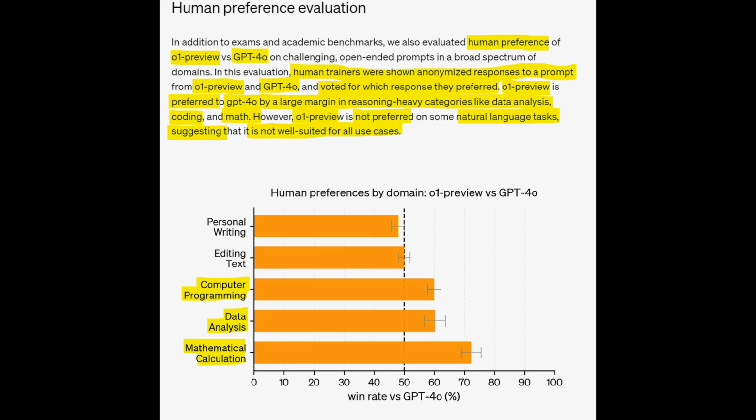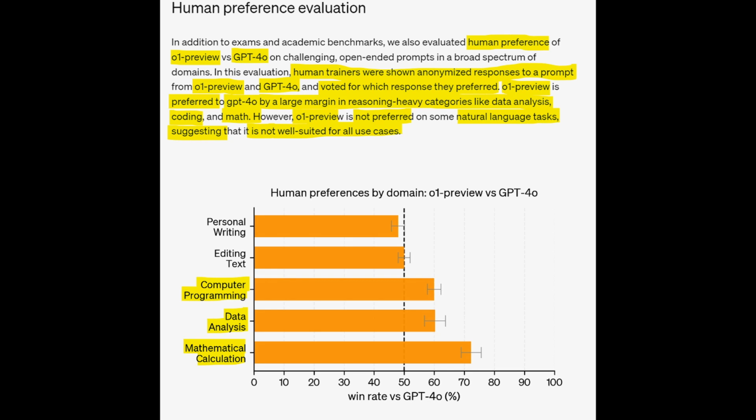Now, let's look at some human performance evaluation on both models' performance. Here, humans were shown anonymized responses of both models to a prompt and voted for which response was preferred. Just to explain the graph briefly, guys, the x-axis measures the percentage of times O1 preview was preferred over GPT-4o based on human preference. A 50% win rate means both models performed equally well, while values greater than 50% indicate that O1 preview was preferred more frequently, and values below 50% would mean that GPT-4o was preferred more often.